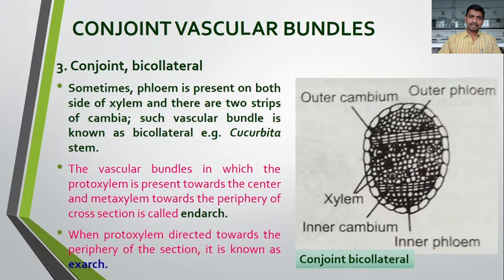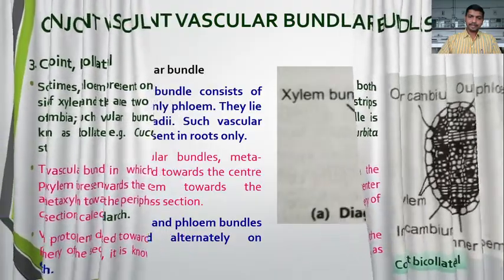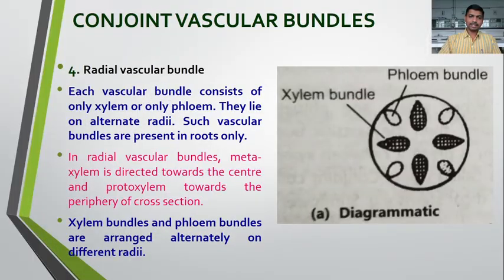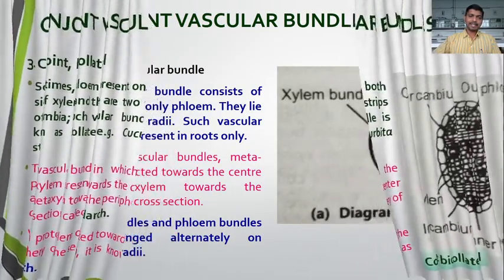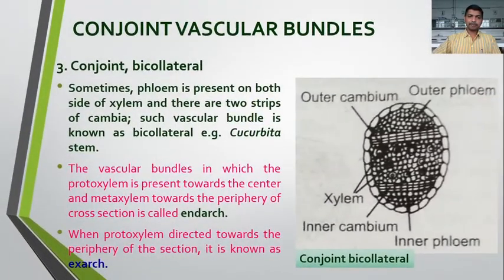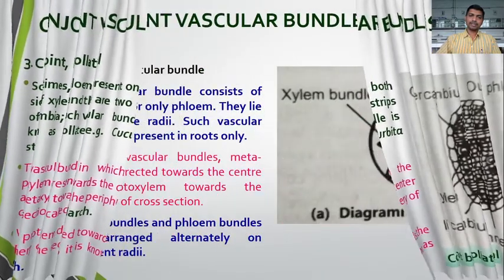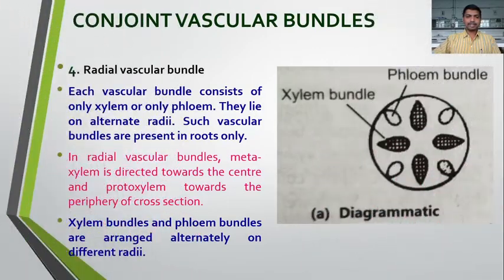Here metaxylem is directed towards the center and protoxylem towards the periphery, then it is the exarch type of vascular bundle. So here metaxylem is directed towards the center and protoxylem towards the periphery. So exarch type of vascular bundles are seen in the root. So radial vascular bundles are found in the root.